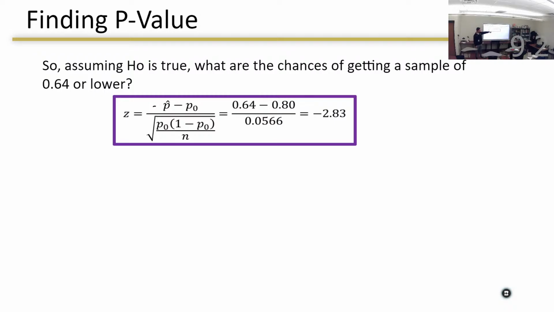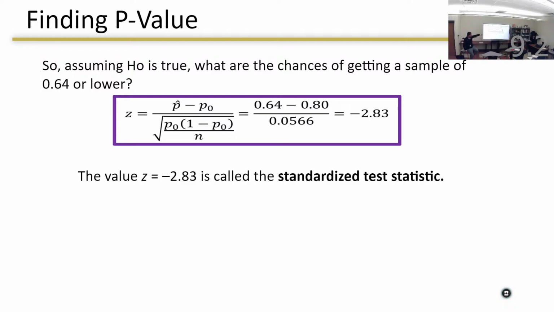1 minus p0 over n. And we're going to do all this little bit of math over here, and we're going to get negative 2.83. Right? So that means 0.64 is 2.83 standard deviations below the mean. And us knowing stuff about statistics, that's too far away. But then we're going to turn that into a proportion, just like you did in chapter 2. I think we did it in chapter 3, and I know we did it in chapter 7.